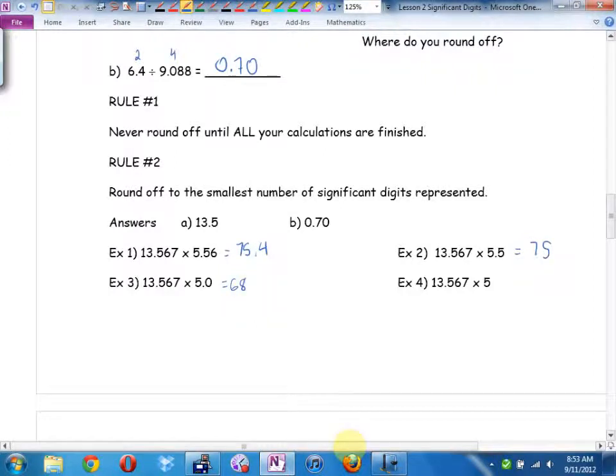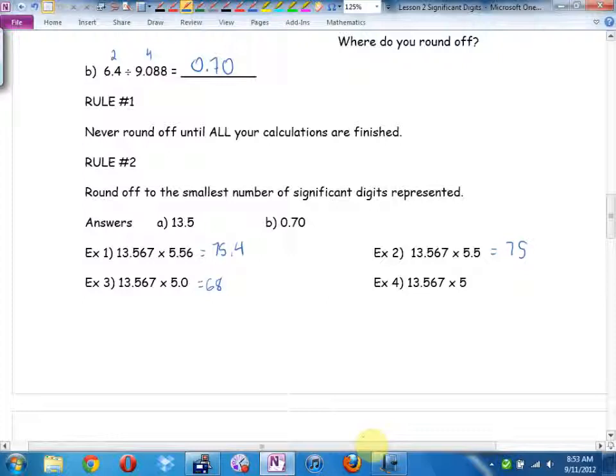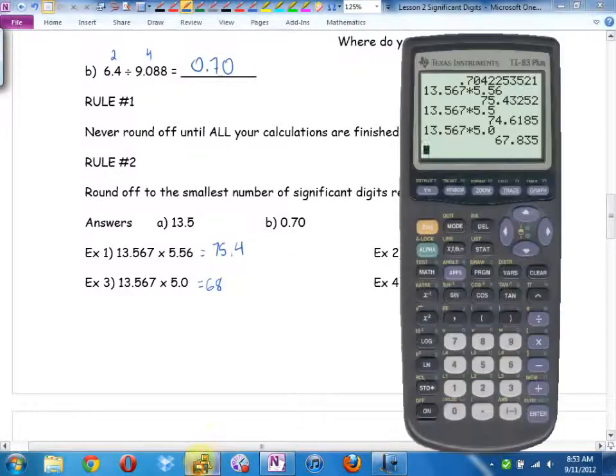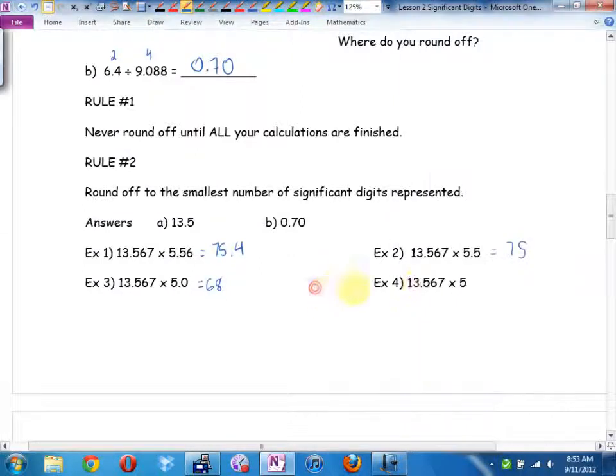Example 4, 13.567 times 5. You know what? I'm going to get the same answer as I just got, except how many sig figs can I go to here? 1. So the answer is going to be 70. Isn't that 2 sig figs? No, zeros to the right.